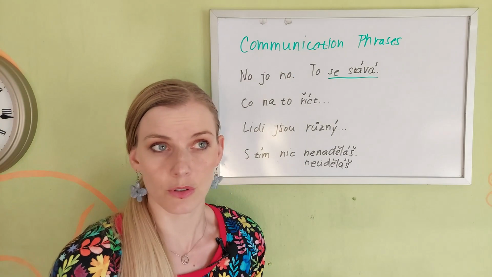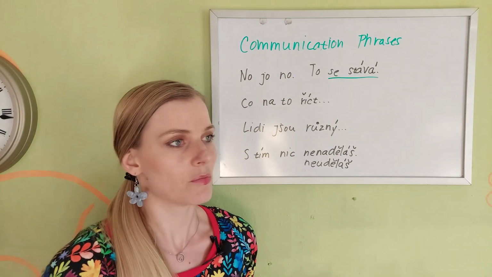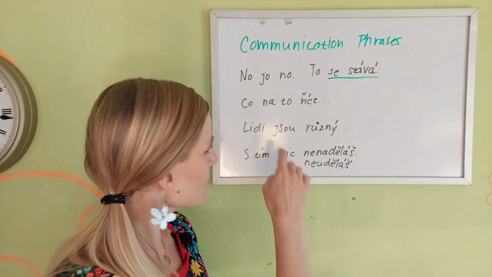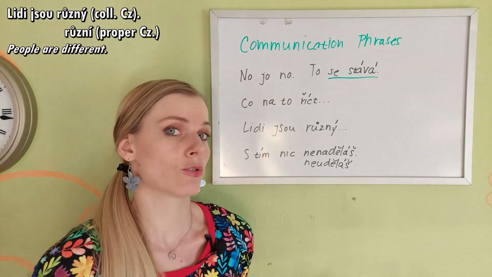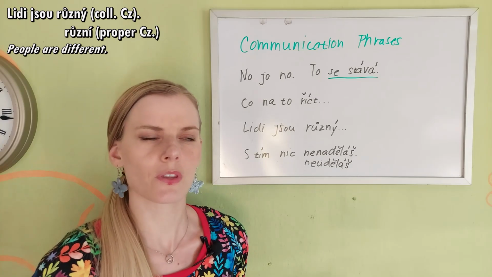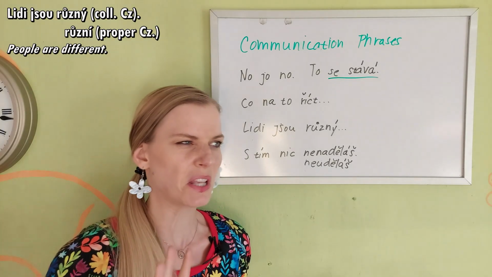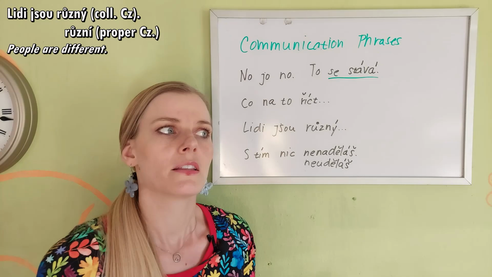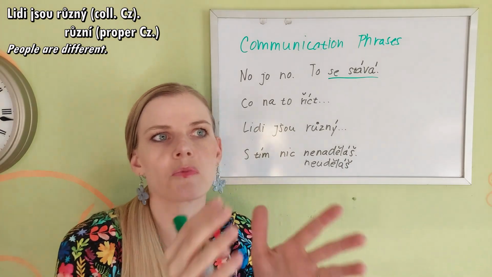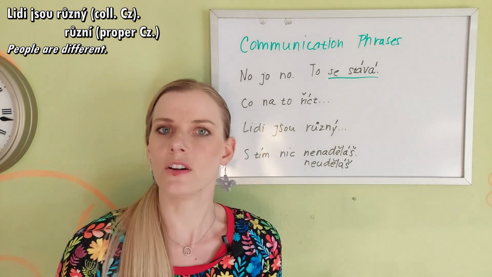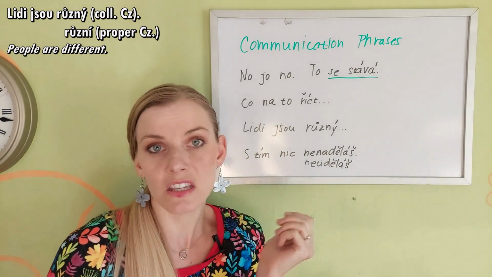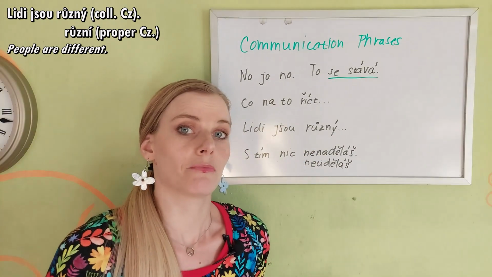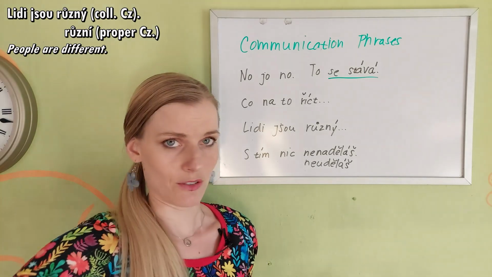When your friend or your acquaintance is venting about other people, how they reacted, what they said, you can also say, lidi jsou různí, which means people are different, something like that. I'm not sure if this would be like the best translation. You're basically saying there are different types of people, you know, some people are kind, some people are not, some people are a little crazy, people are different. Lidi jsou různí. Don't worry about it. People are just like that. There are different kinds of people.